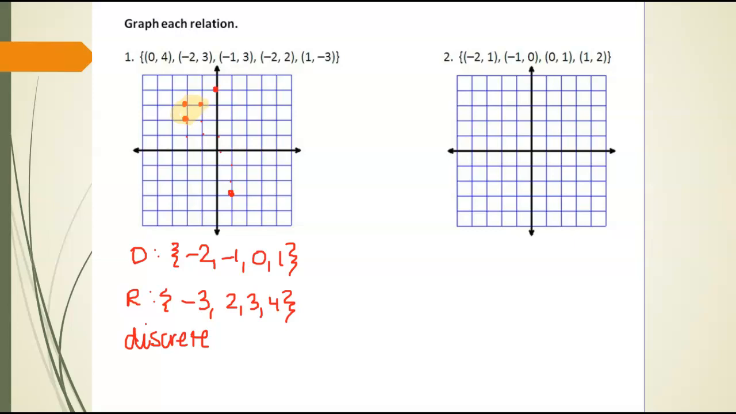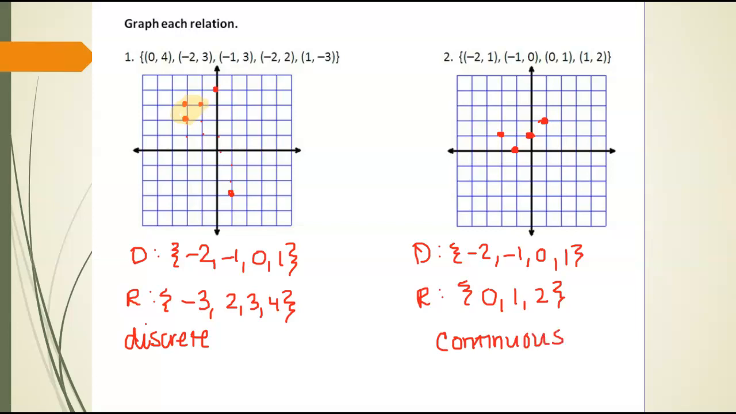Okay, on the right, we have negative 2, 1, negative 1, 0, 0, 1, 1, 2. So our domain is -2, -1, 0, 1. Our range is 0, 1, 2. This would be continuous because if you look, I can take these dots and connect them and they will form a nice absolute value function, which looks like a V.